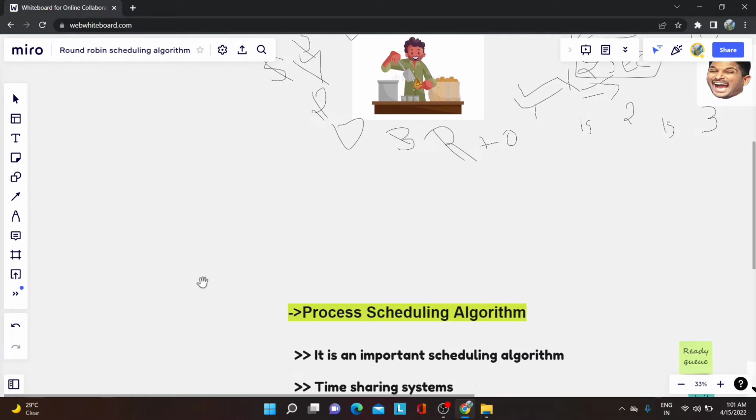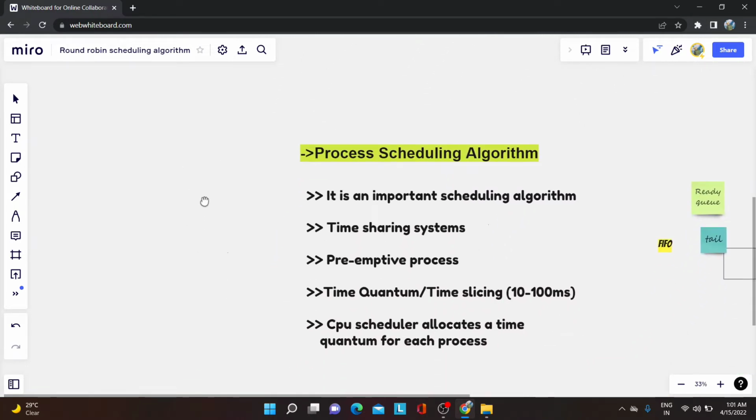what actually is a round robin scheduling algorithm? It is a process scheduling algorithm. There are 2 types of process scheduling algorithms, right? Preemptive and non-preemptive. This is a preemptive algorithm. What is meant by a preemptive algorithm? I'm sorry, this algorithm has the power to switch processes in between before the current running process is completely executed.